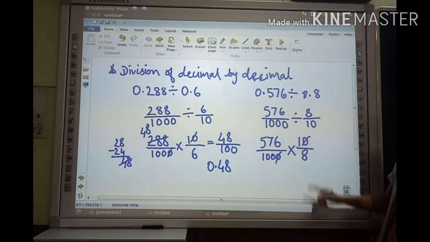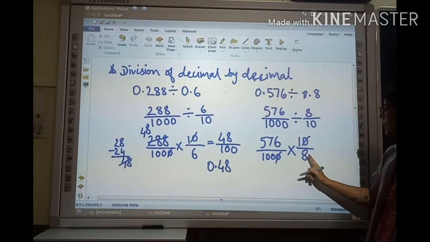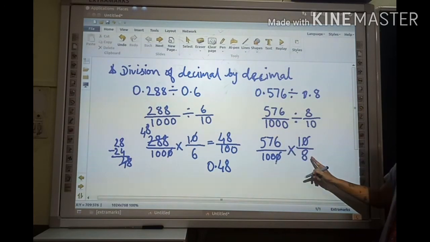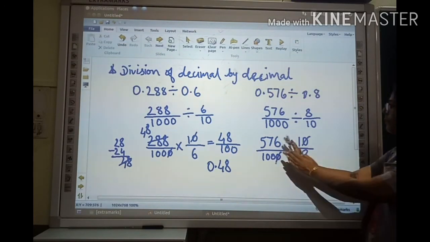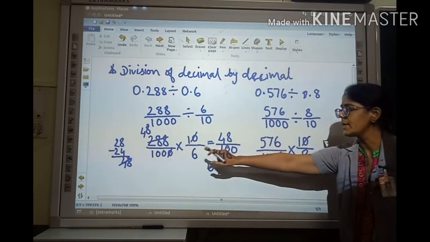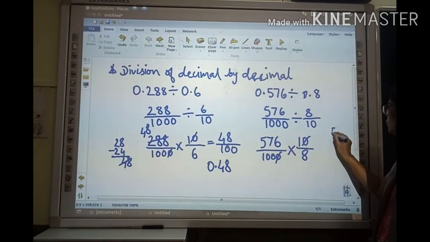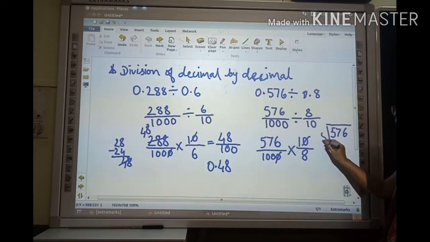10 upon 8 becomes 10 upon 8 reciprocated, right? Now I have to divide 576 by 8. If you don't know the direct division, you can divide in rough this way also, right?